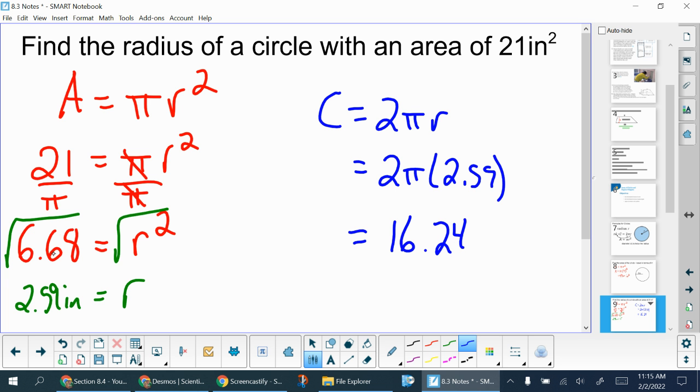Because I ended up with a decimal here, there's no point in trying to put it in terms of pi because I still have just a decimal times pi. And the whole point of terms of pi is exact answers. If there's a decimal that we've rounded, there's no point in putting it in terms of pi.